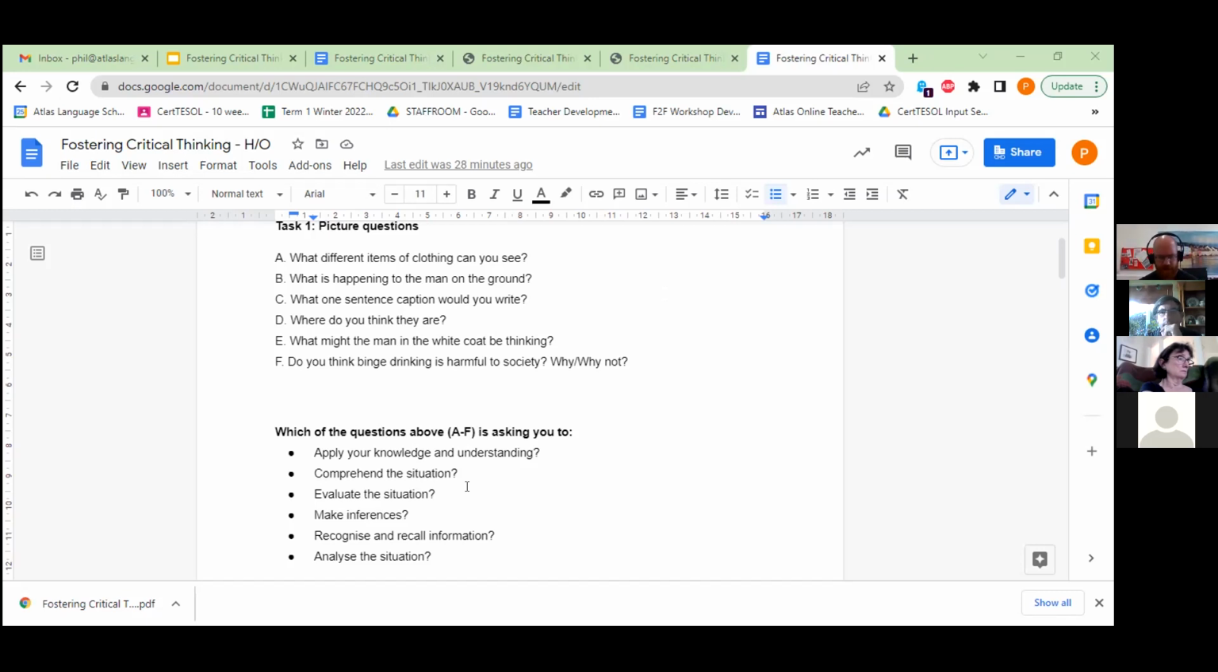Perfect. Okay. So looking at these questions, I want to make sure I have my questions here as well. A, can anyone tell me what function does this question have? What different items of clothing can you see? Anybody? What do you think? I'd say probably apply your knowledge and understanding, since you have to recall previously learned vocabulary to describe the situation.